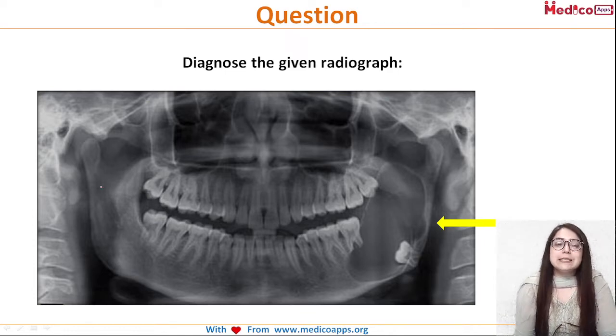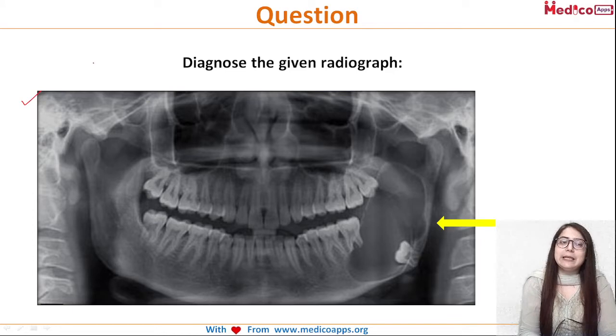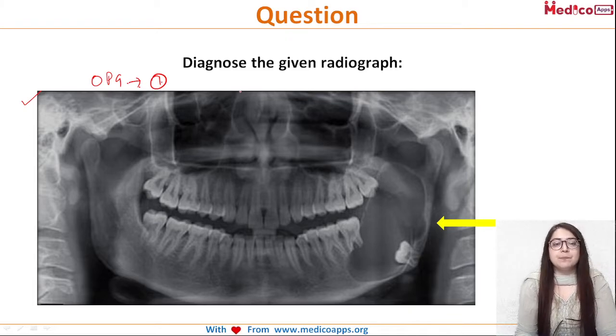Now here you can see this image. Basically this image is of an OPG. First and foremost, you should know that this is an OPG. Now, the question is: diagnose the given radiograph. Before starting with the diagnosis, you should know how to see the OPG.